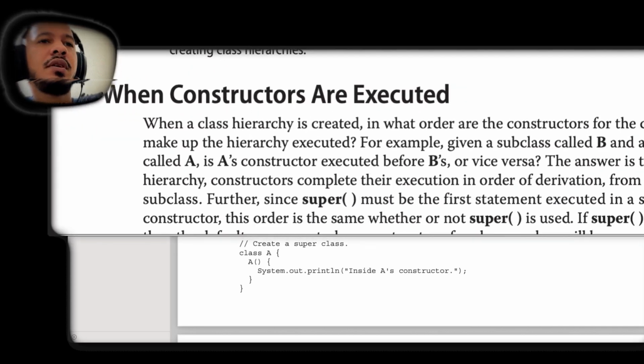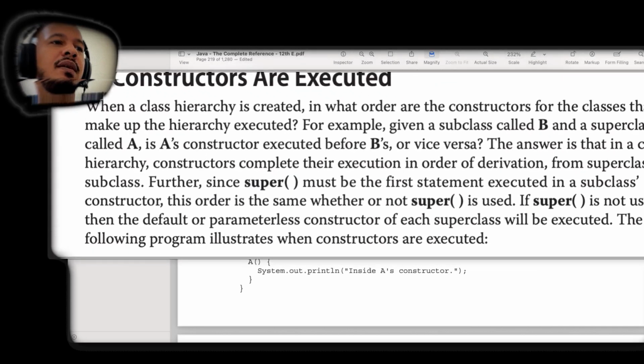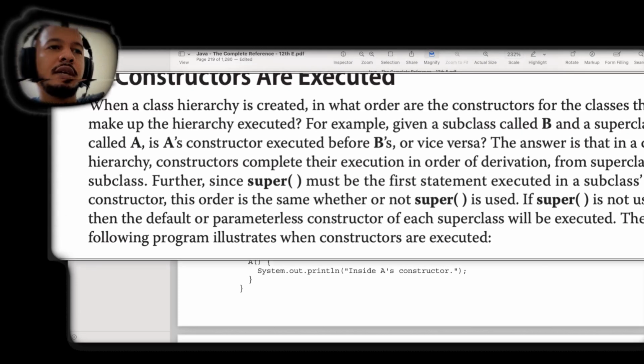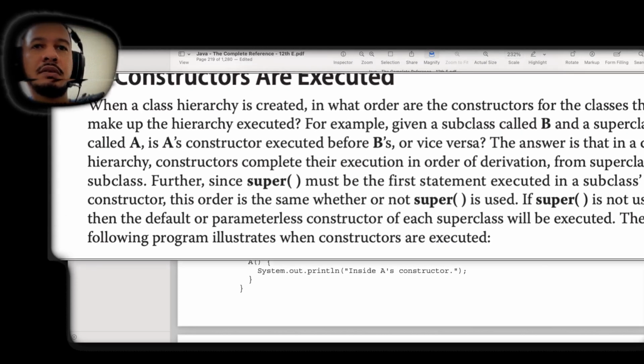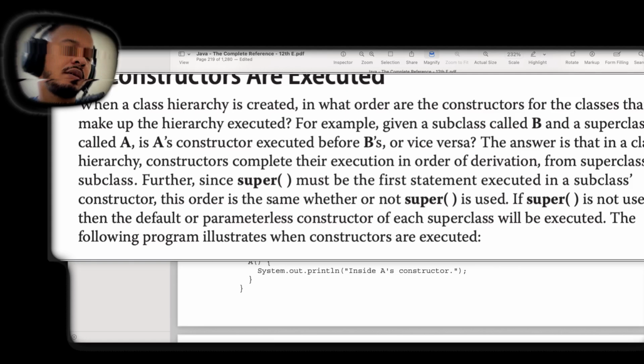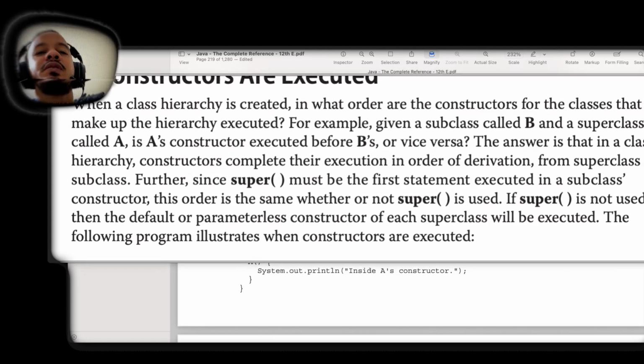When constructors are executed. When a class hierarchy is created, in what order are the constructors for the classes that make up the hierarchy executed? For example, given a subclass called B and a superclass called A, is A's constructor executed before B's or vice versa? The answer is that in a class hierarchy, constructors complete their execution in order of derivation, from superclass to subclass.